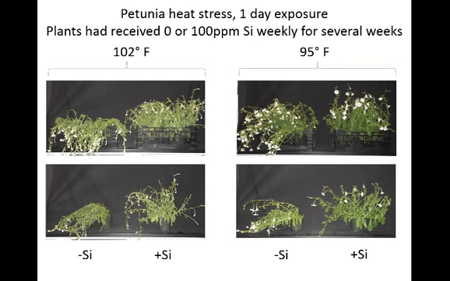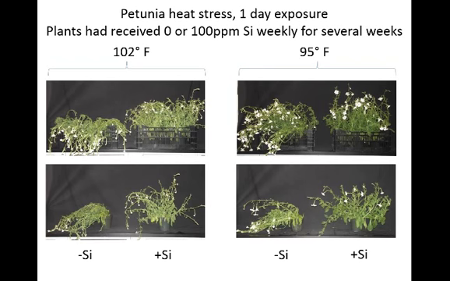And the last silicon experiment I want to show you is with heat stress. So these are petunias that were growing in the greenhouse for several weeks. And during the greenhouse stage, they again either had silicon, in this case, we gave it as a once a week drench at 100 parts per million silicon, or did not receive silicon, so those were the control plants.